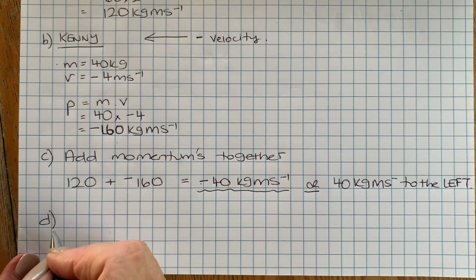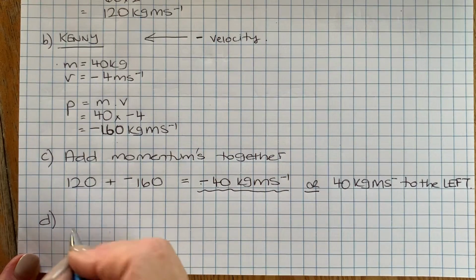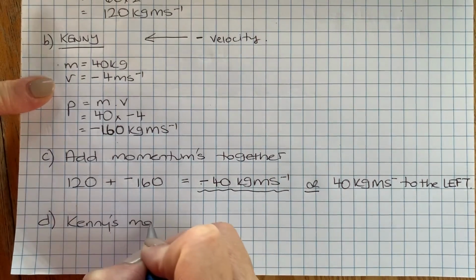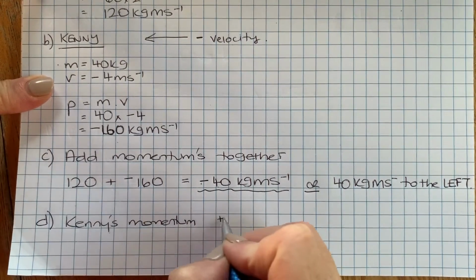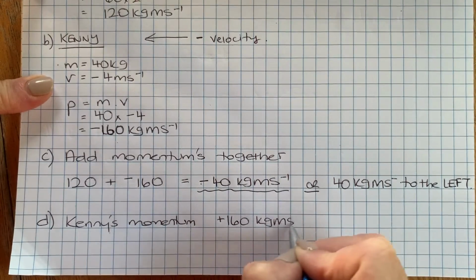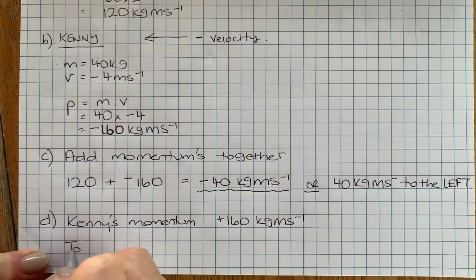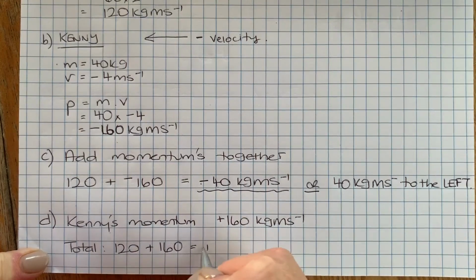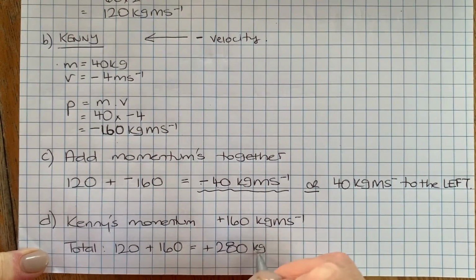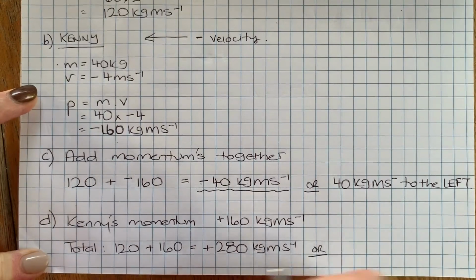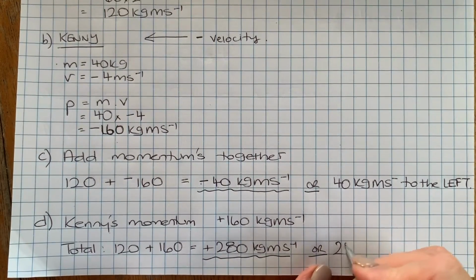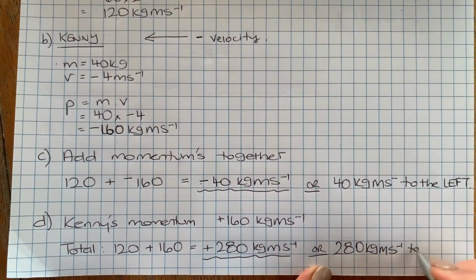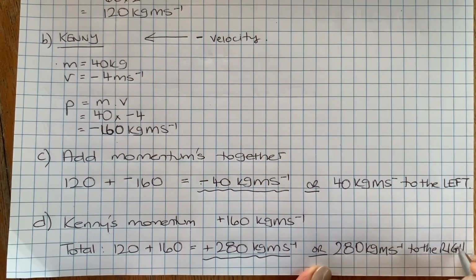Okay, for D, if Kenny was running in the same direction, Kenny's momentum would be positive 160 kilogram meters per second. So the total would be the 120 plus 160, which is positive 280 kilogram meters per second, or 280 kilogram meters per second to the right.